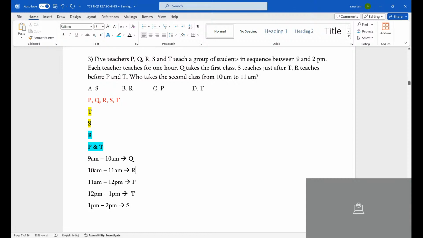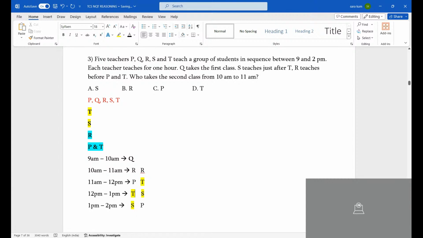So any which way, you can see the second class is taken by R. Either this or I gave you another possibility, right? T here, S here, and P here. In this case also you can put R here. Either this possibility or this possibility, but in both of these, R comes in the second place. Because S teaches immediately after T, we've taken care of that.